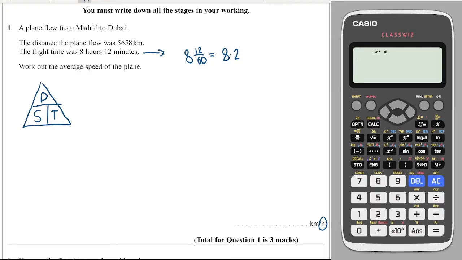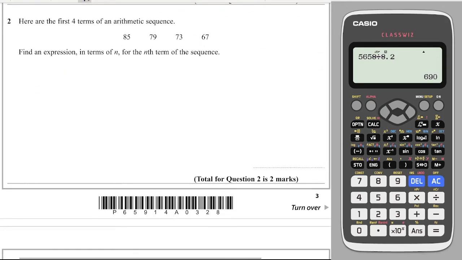So if I'm working out the speed, I need to do the distance over the time, which is equal to 5658 over 8.2. On the calculator, 5658 over 8.2, and we get 690.